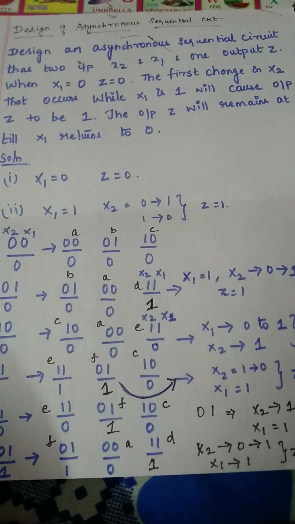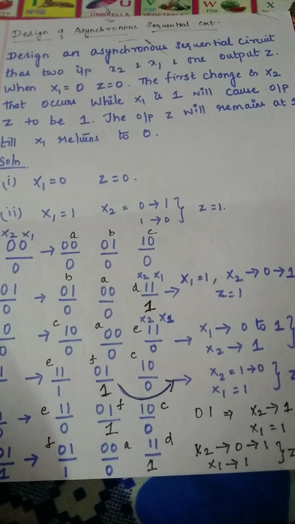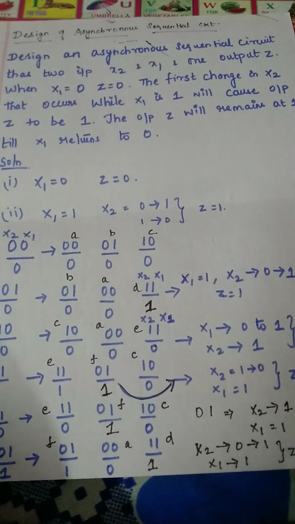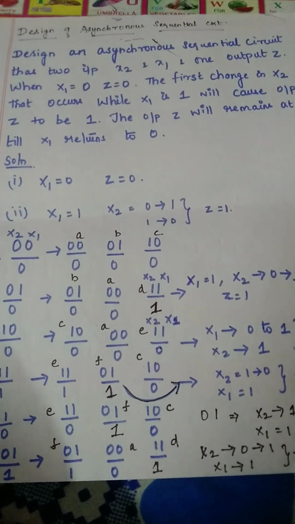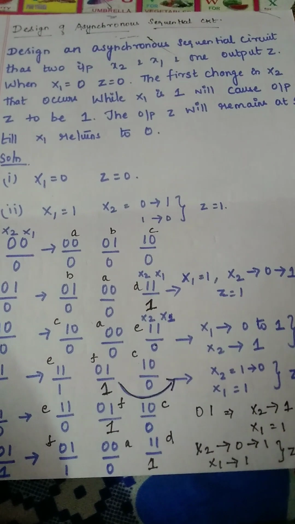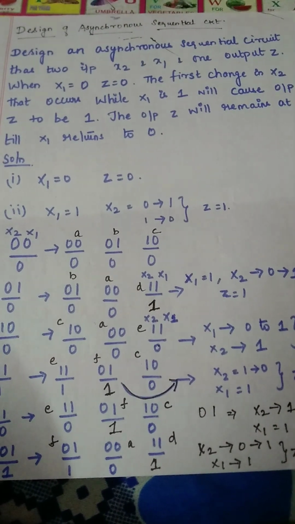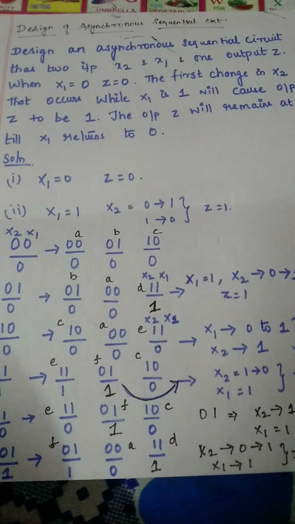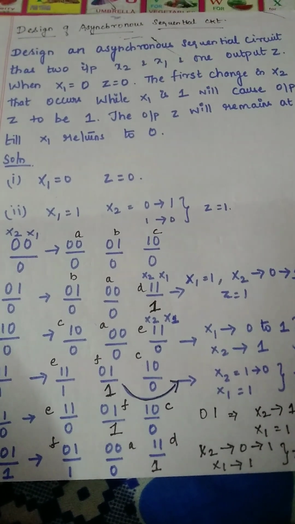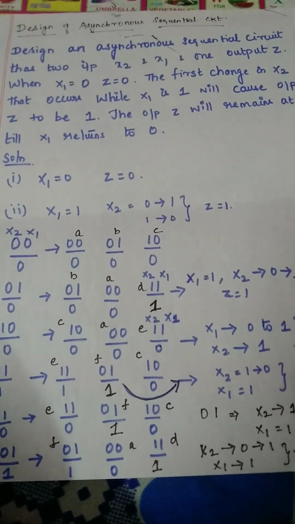Hello everyone. Now we are going to see about the design of asynchronous sequential circuit. The question was: design an asynchronous sequential circuit that has two inputs x1 and x2 and one output z. When x1 equal to 0, output z is equal to 0. This is my first condition.